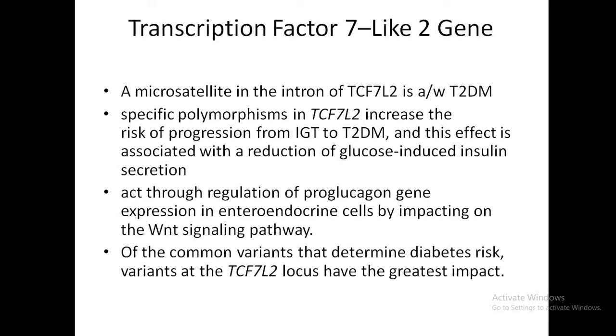A microsatellite in one of the introns of this gene is associated with type 2 diabetes mellitus, and specific polymorphisms in this gene increase the risk of progression from impaired glucose tolerance to type 2 diabetes mellitus. This is also associated with reduction of glucose-induced insulin secretion. It is believed that it acts through the regulation of proglucagon gene expression and thus influencing the WNT signaling pathway.